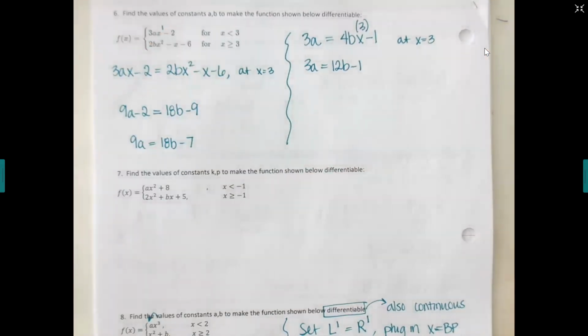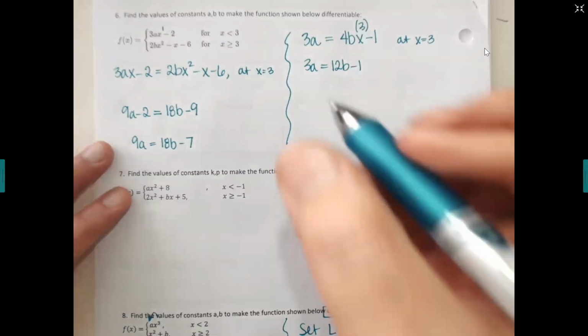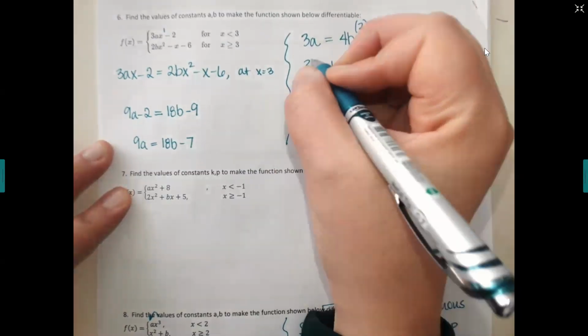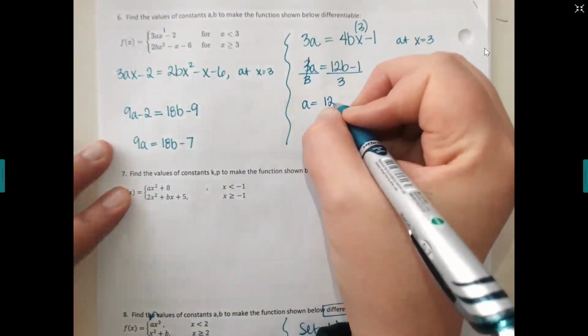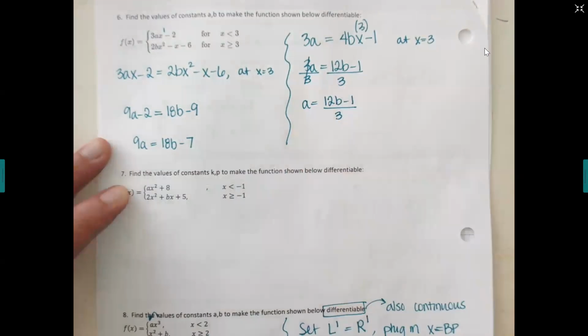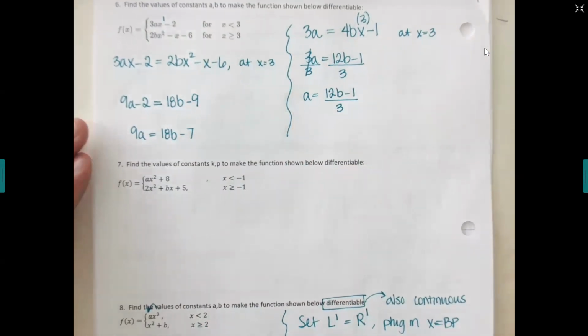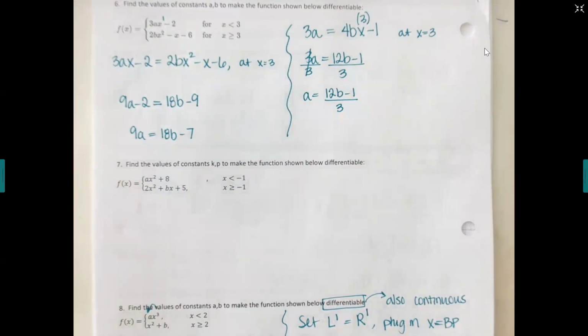Okay, from here, you're not stuck, but you're going to have to do a substitution from one equation into the other. It doesn't matter which one you do. I'm going to solve this one. So I see my 3a equals. How can I get rid of the 3 in front of the a? Divide by 3. So now I have that a is equal to 12b minus 1 over 3. Okay, then I'm going to take this and place it where the a is here, so that now I'll have b stuff equal to b stuff, and I can solve. So here we go.